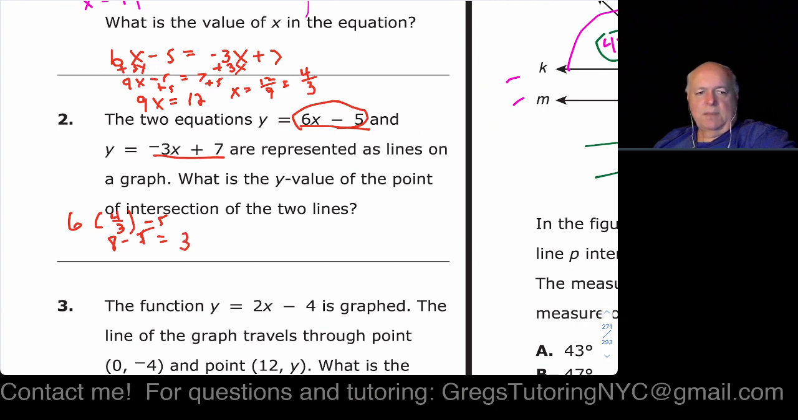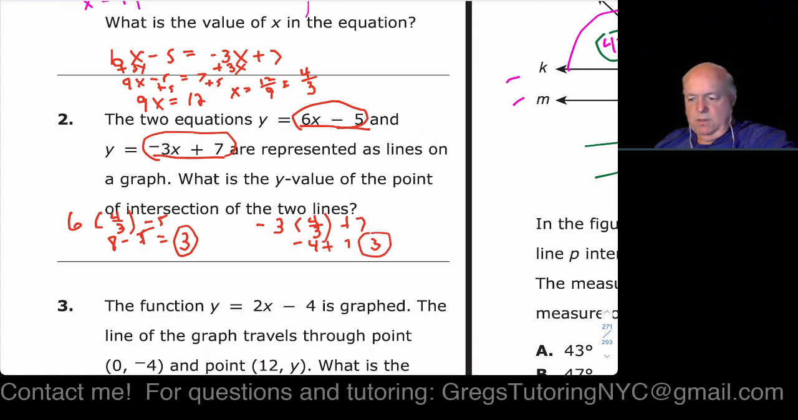To double check it, I'm going to feed it into this equation here as well. So I have minus 3 times 4/3 plus 7. Be careful you're copying things right. I have to be extra careful, I have dyslexia. So anyway, the 3's cancel. I get minus 4 plus 7, and I get 3 again. So my answer for number 2 would be 3.